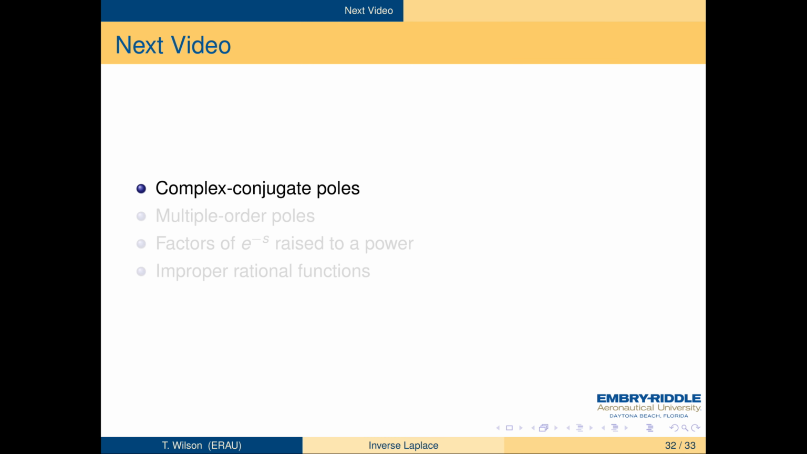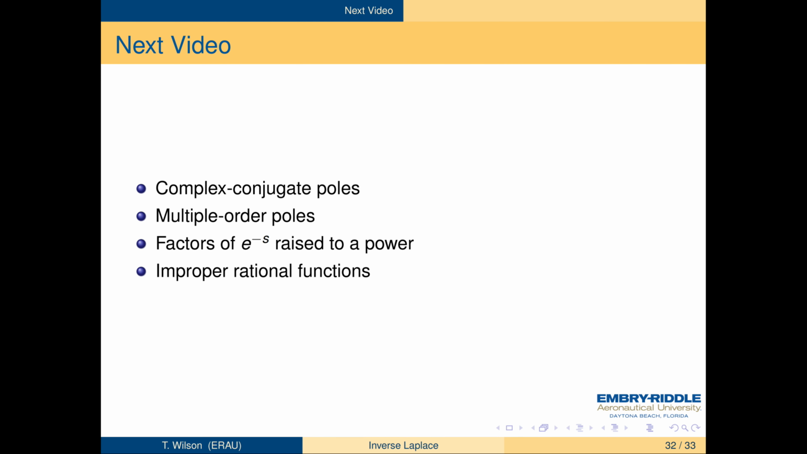In the next video, there are still 4 cases to deal with, special cases. What to do when the poles are complex valued, they come in complex conjugate pairs. What to do when there are repeated poles, higher order poles. What to do with any powers of e to the minus s that show up. And what to do when F(s) is a rational function, but the numerator order is as big or bigger than the denominator order. We'll deal with these cases in the next video.